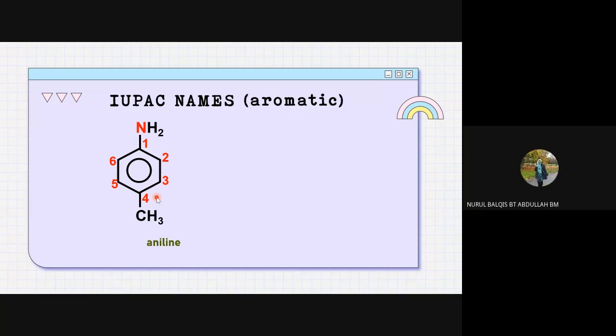Okay, for apa? For methyl aniline. Yes, for methyl aniline. Maksudnya saya nak tekankan kat sini, bila aromatic amine, kita panggil aniline je lah.